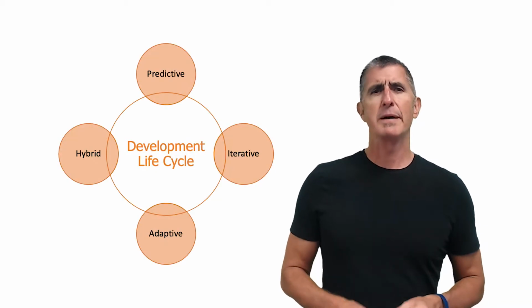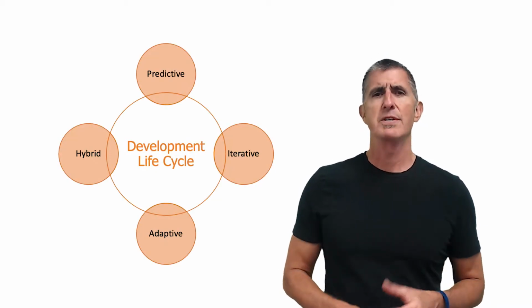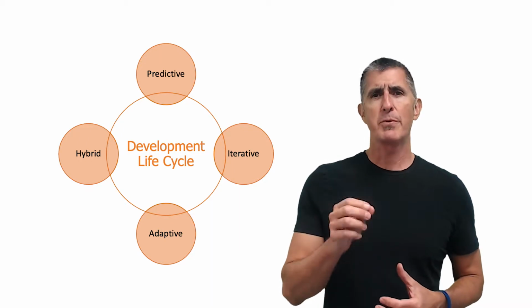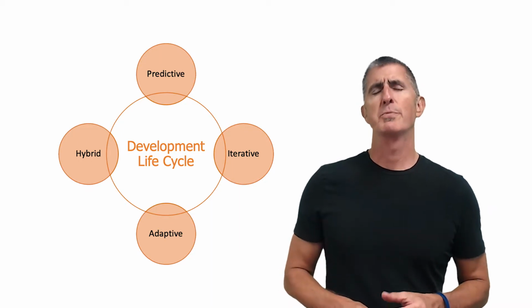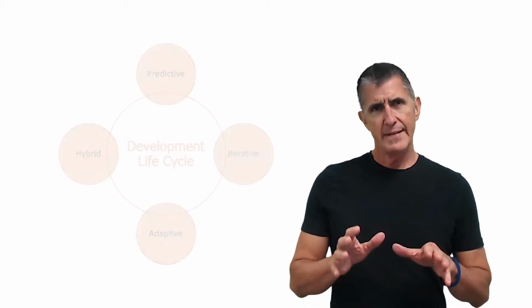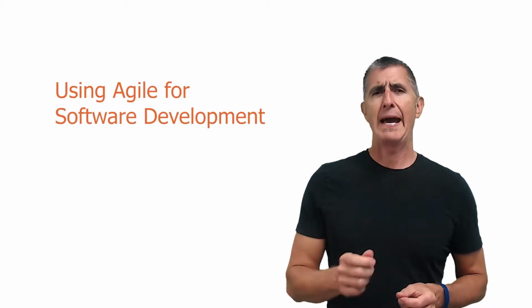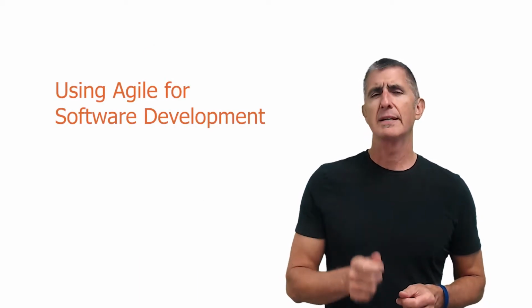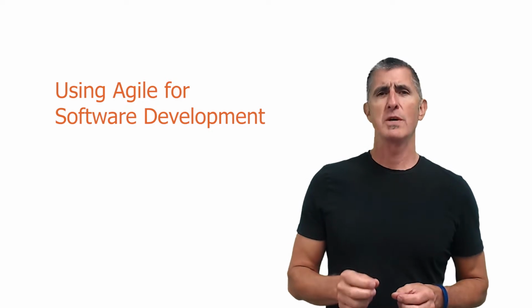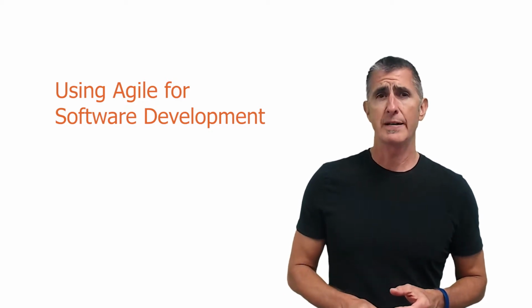We talked a little bit about the different types of life cycles and gave some examples of the types of projects where each of those models are most appropriate. Today, I want to talk a little bit about Agile, what makes Agile unique, and why Agile is the best choice for our software development projects.